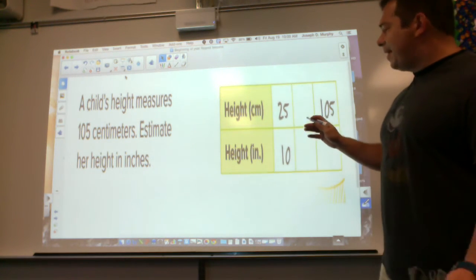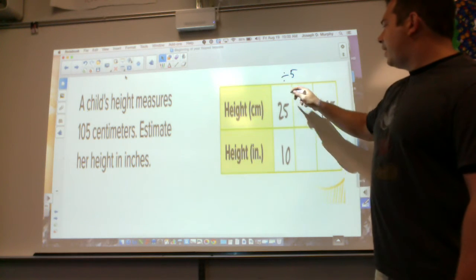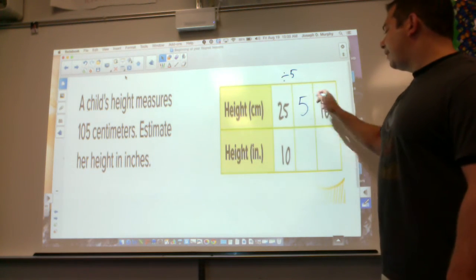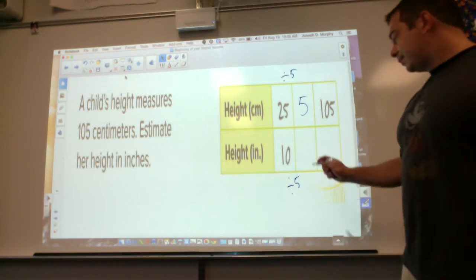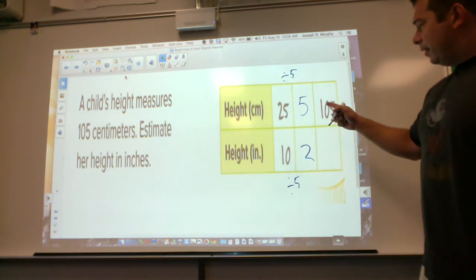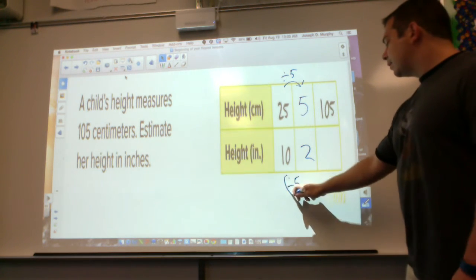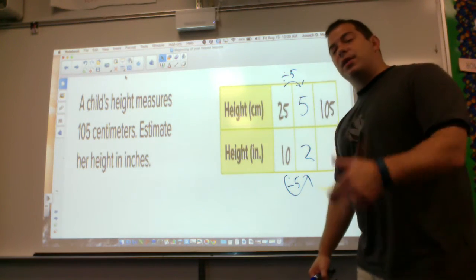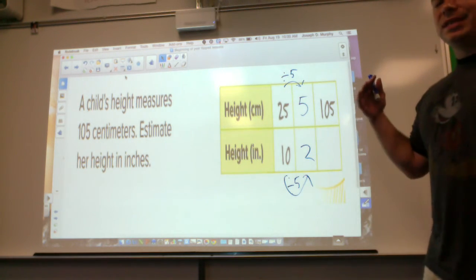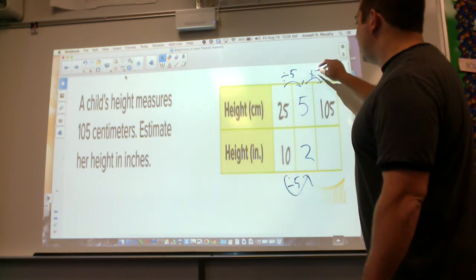25, I'm going to divide that by 5. Divide this one by 5, and 25 divided by 5 equals 5. What's 10 divided by 5? That's simply just 2. All right, now how can I go from 5 to 105? I know that 5 times 20 is 100. So 5 times 21 is 105. So I'm going to multiply this by 21.